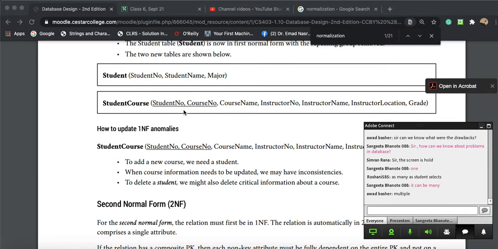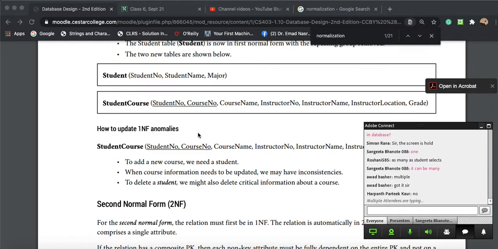Student number 1, course number 1. Student number 1, course number 2. Student number 1, course number 3, and so on. Any questions? Okay.